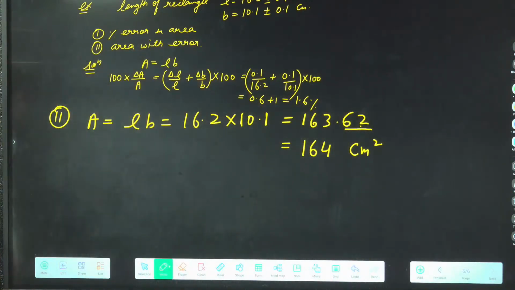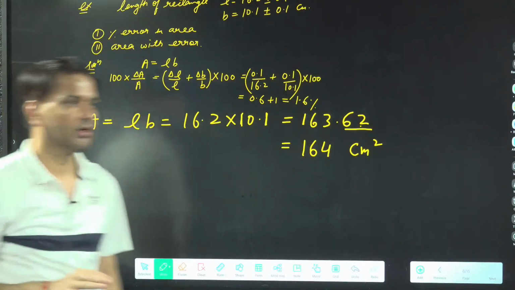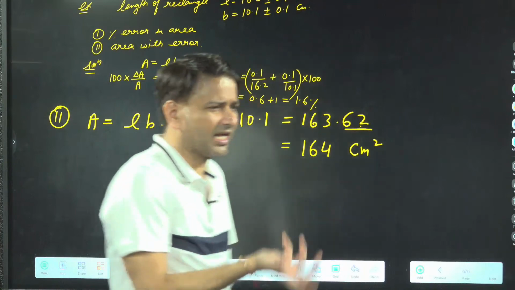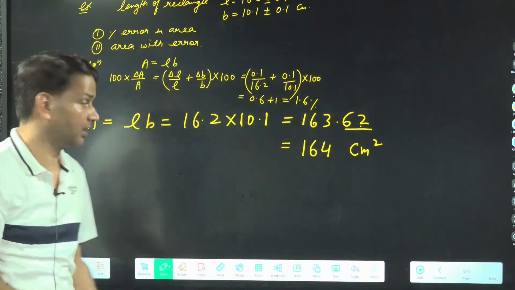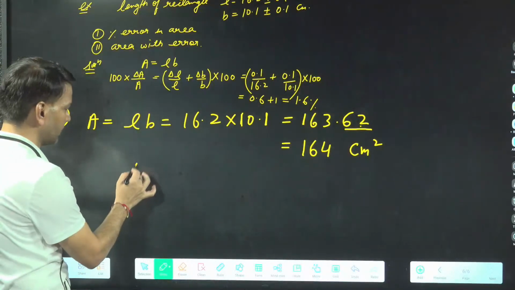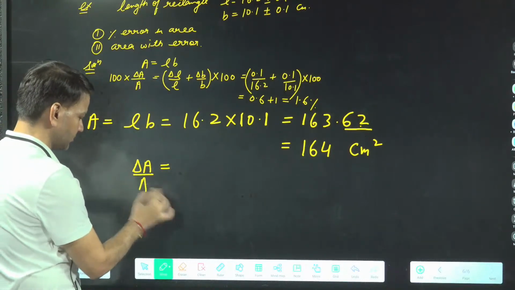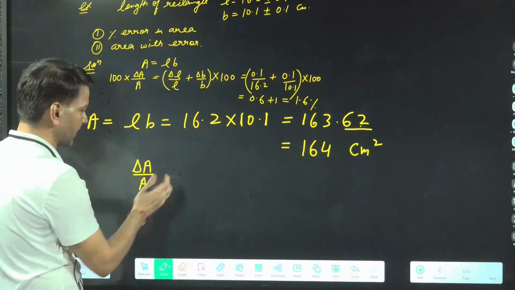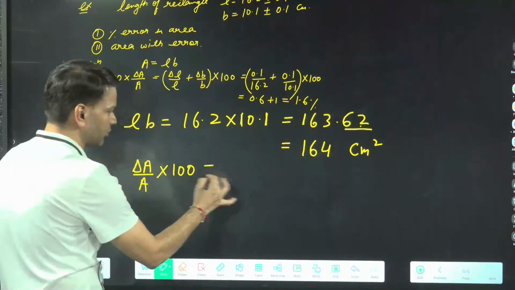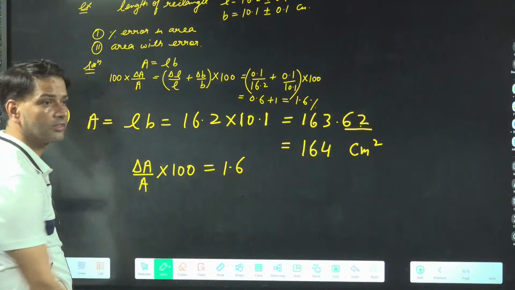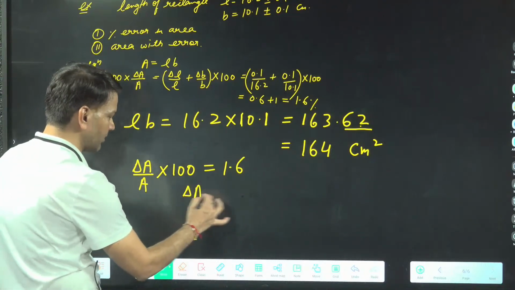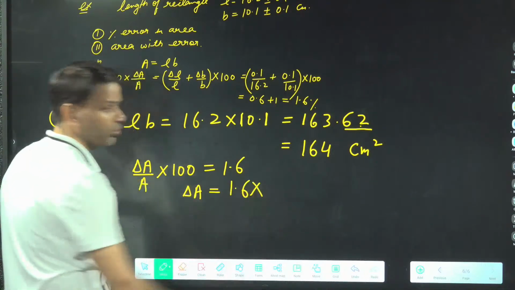So area is not a problem now. Area is completed. Now I have to calculate delta A. For delta A, I have already calculated the percentage error. So delta A by A into 100 is equal to 1.6. So what is the delta A you will get? 1.6 into area, divided by 100.